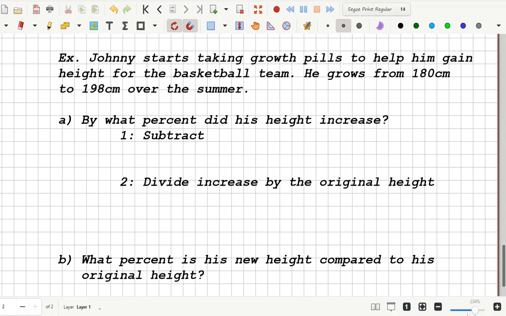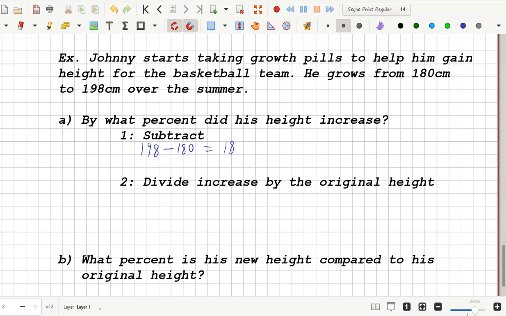So I'm going to break this into 2 steps here. The first, I'm going to subtract the 2 values. I'm going to take the height that he grew to, which is, that's a lot of height. You can't grow that fast. You'd be hurting. So I take 198, I subtract off 180, and that leaves me with, of course, 18.